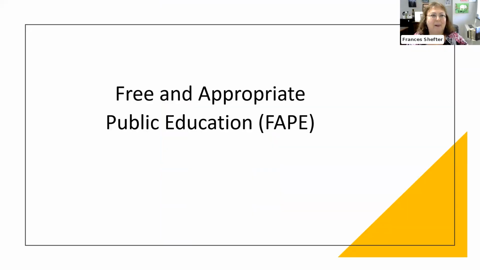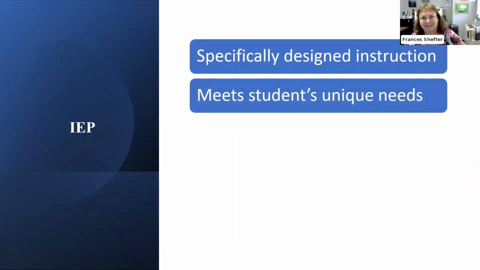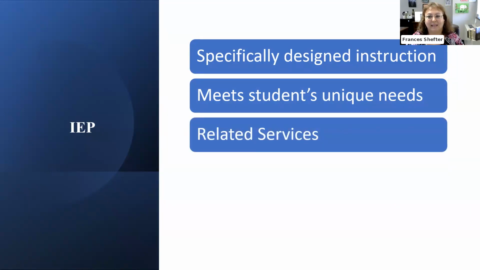And then FAPE, free and appropriate public education. Everybody talks about FAPE in relationship to IEPs, but it falls under 504 as well. With IEPs, specially designed instruction is what needs to be done for FAPE. It needs to meet the student's unique needs. So it can't be, oh, child's deaf, this is what we put in the IEP. No, the child's not hearing, but can do X, Y, Z, and so these are the needs. The IEP also has related services, which generally are speech, OT, and PT.